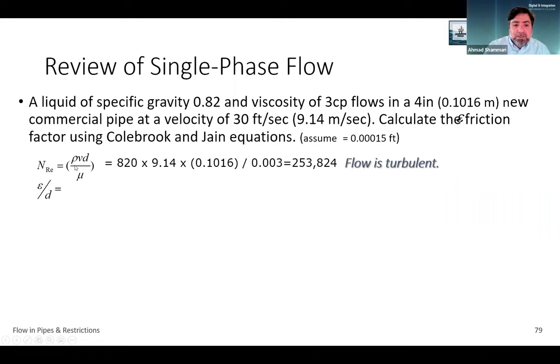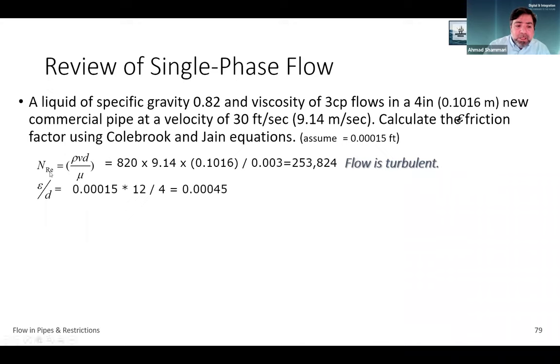Reynolds number is nothing but the density, right? Which is, if it's 0.82, that means it's 820 kilogram per meter cube. Then times the velocity, this is the velocity, meter per second, times the diameter. This is the diameter divided by the viscosity, which is 0.03 centipoise, because I need to convert this. So now we get this number. That means the flow is turbulent.